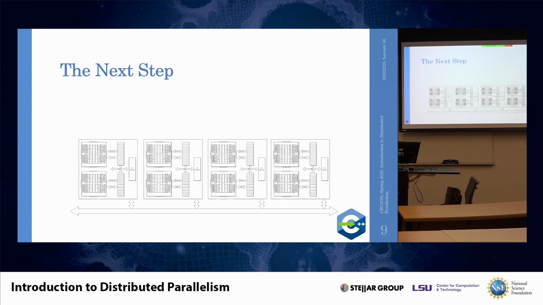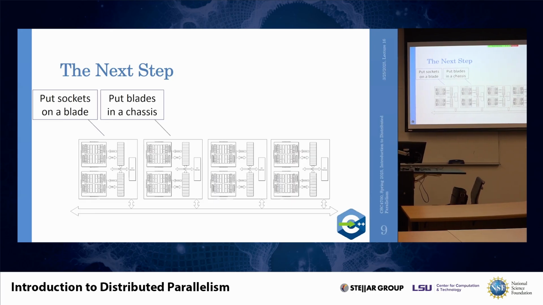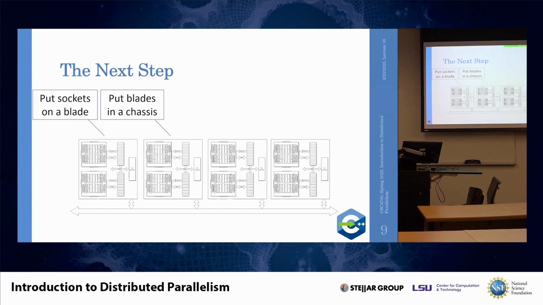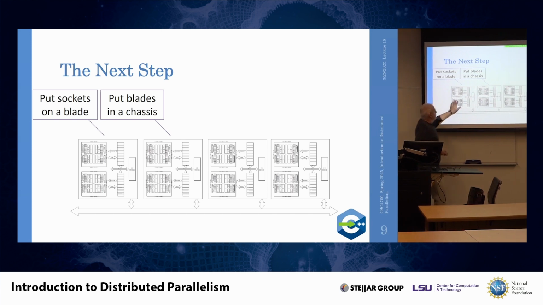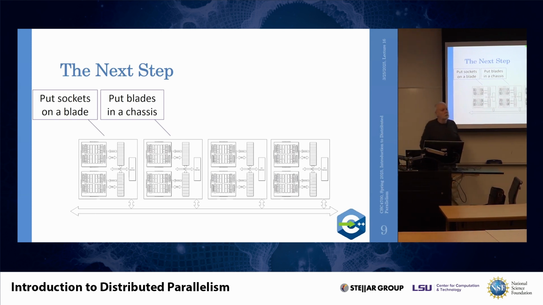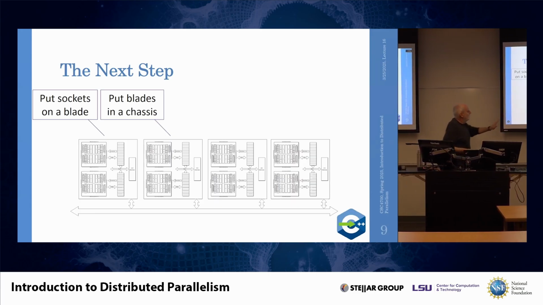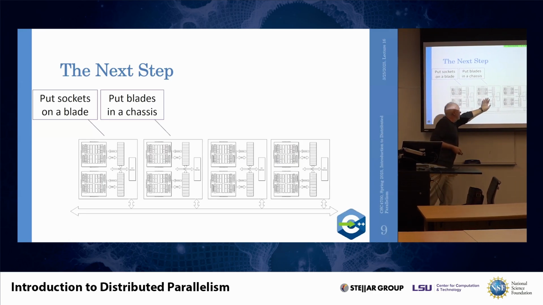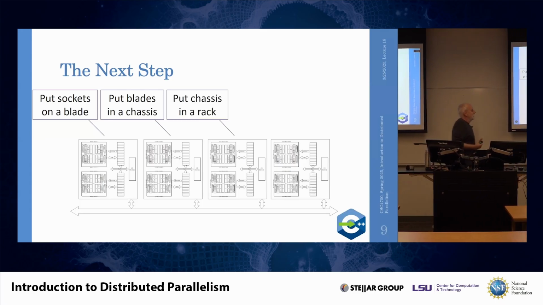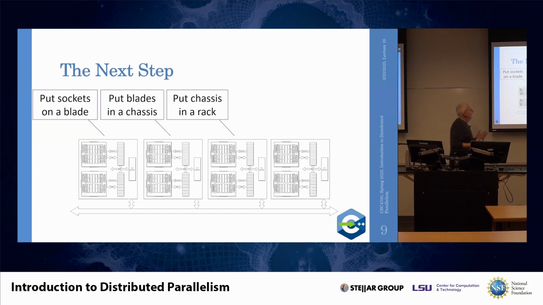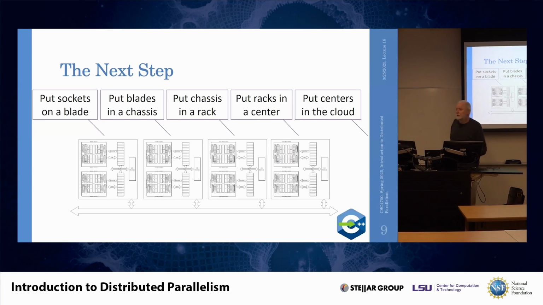But if we go further and, beyond one blade, put many of those blades in a common chassis, then we suddenly have the problem that we have separate memory spaces. So each of those blades has its own memory bank, its own address space, and there's no way of directly accessing data that is on the neighboring blade in the chassis. And things get even more problematic when you put many of those chassis in a rack, or put many racks in a center, or put many of those centers in the cloud.